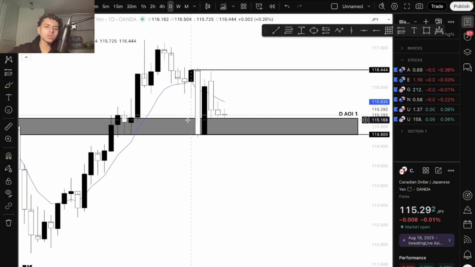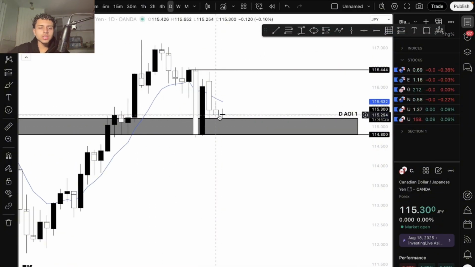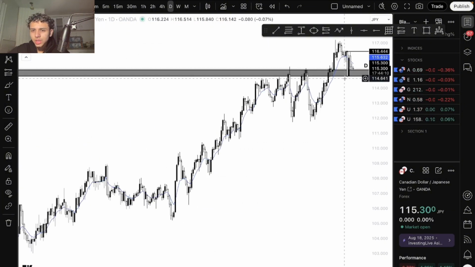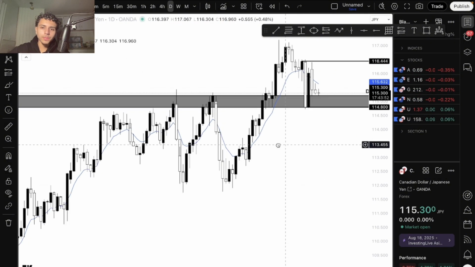So CAD-JPY, we said it was going to be bearish. Right here, we see that this candle closed over here. But honestly, it doesn't look like it's doing much. And when I'm confused about the market, I don't really like getting into it. But let's try to see why.